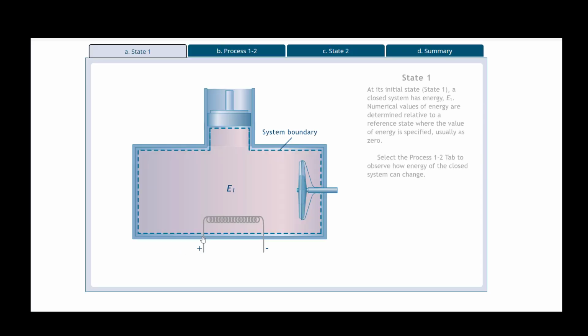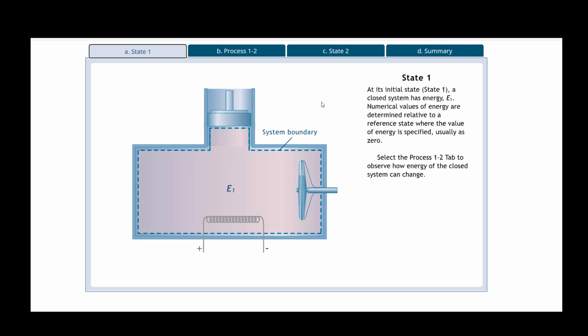Okay, energy balance of a closed system. So here is state one. At its initial state one, a closed system has energy. Numerical values of energy are determined relative to a reference state, usually as 0. So this is just state one. This is the beginning state, and then we're going to show you kind of how it works.